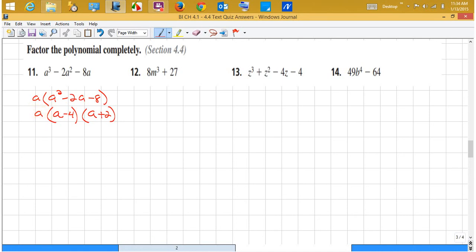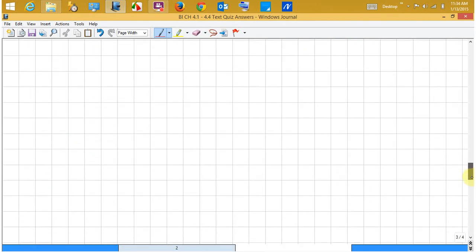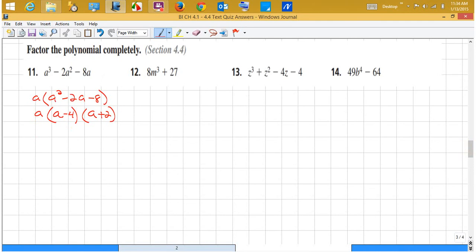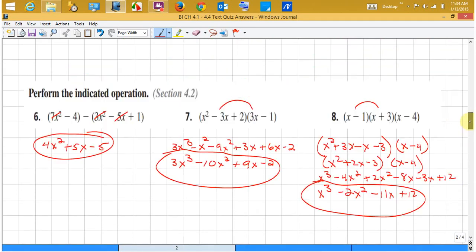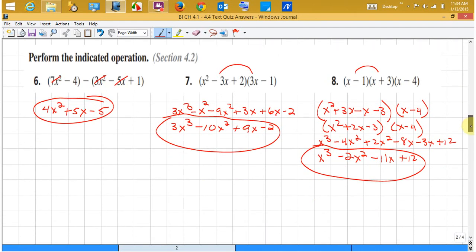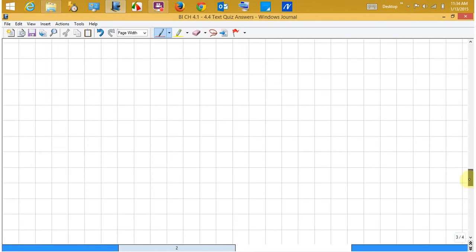Actually, did I miss a problem here? Looks like I did. I'll have to go back and get that later. It looks like it may be 10. Let's see what I got. 8. Yeah, I'm going to have to go pick those up if they're not in there. I'll do those at the end.